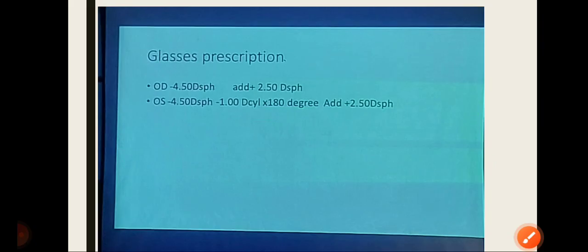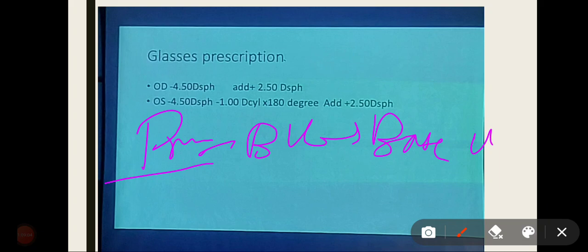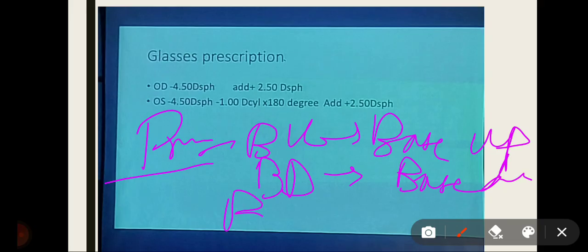For prism we use BU for base up, BD for base down, BI for base in, and BO for base out.